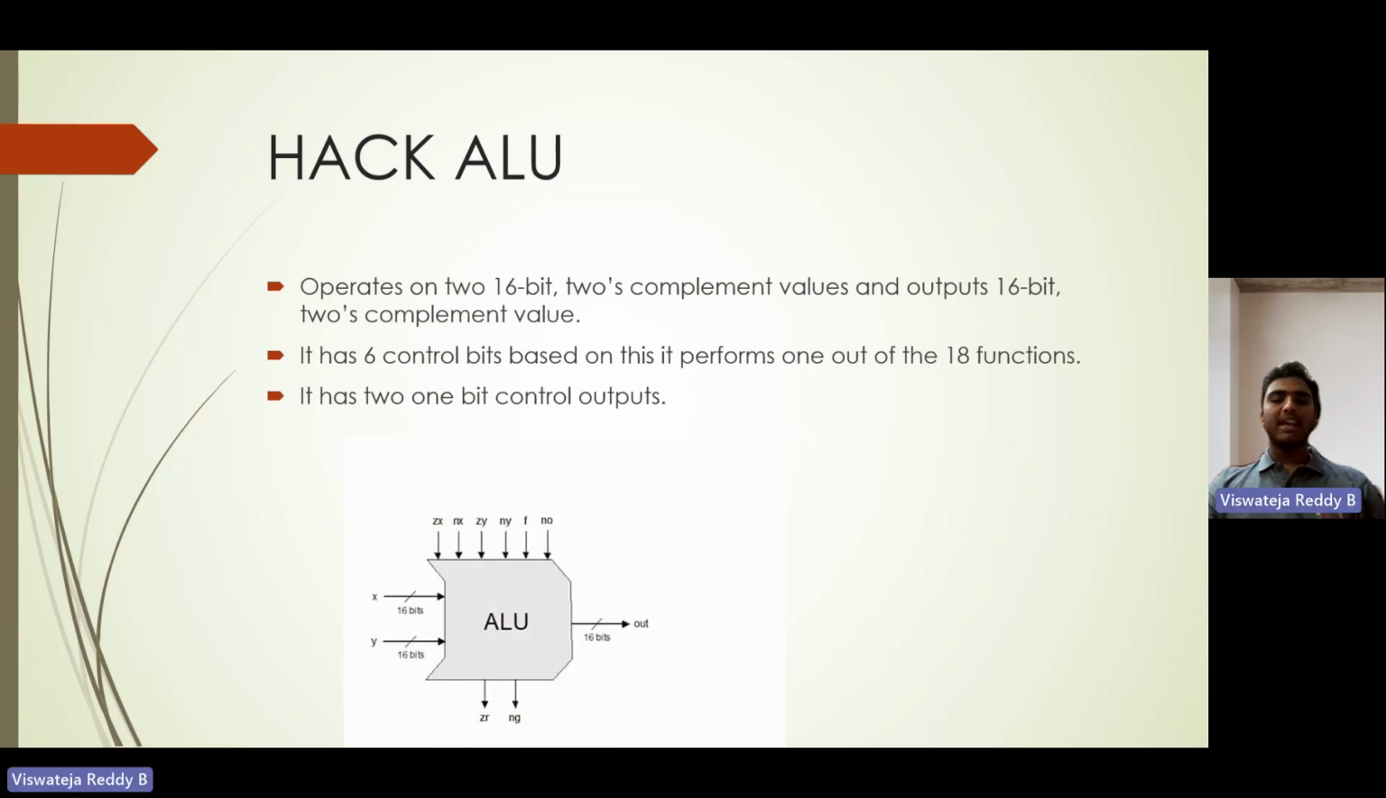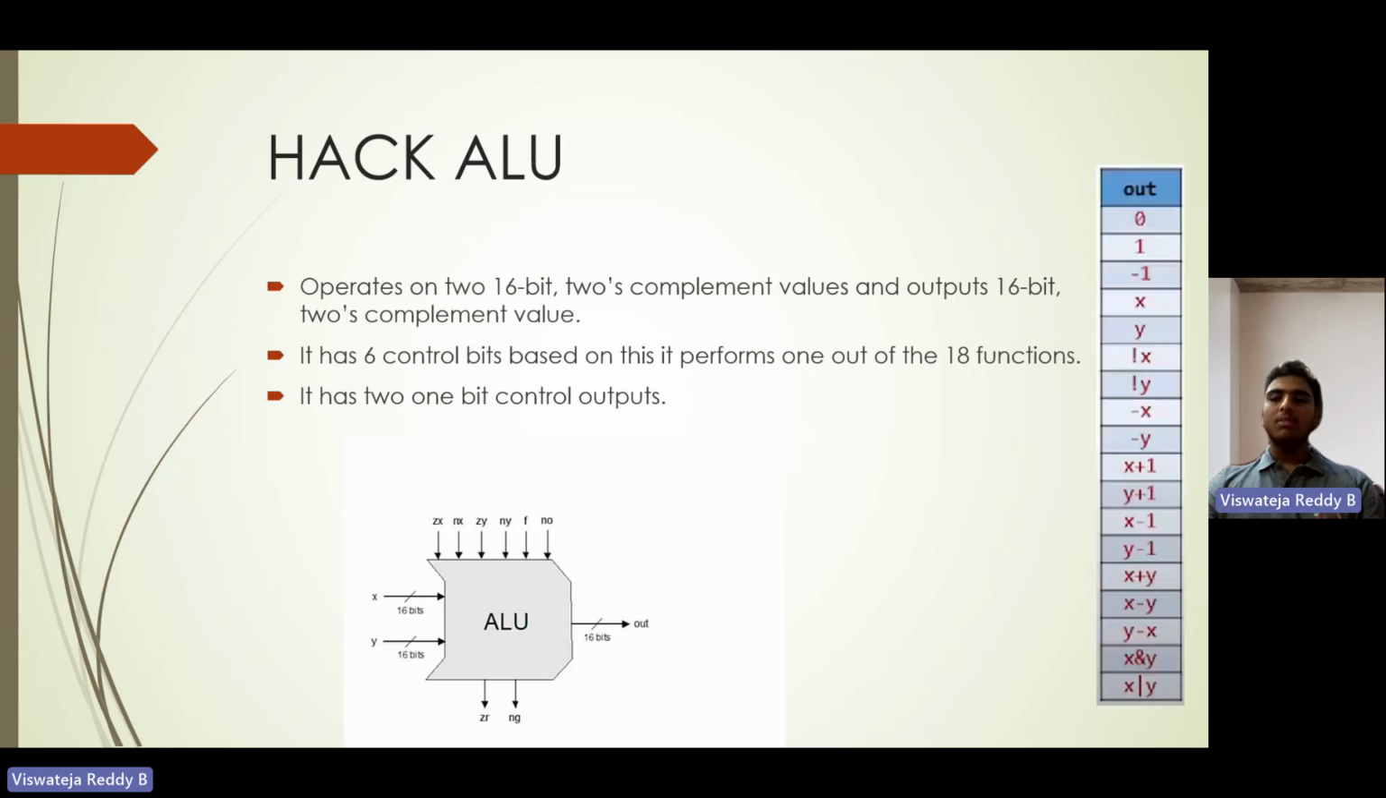Here is a representation of the Hack ALU. We have two inputs x and y of 16-bit size and one output of 16-bit size. Here we have 6 control flags: ZX, NX, ZY, NY, F, and NO. Here are the outputs: 0, 1, -1, x, y, not x, not y, -x, -y, x plus 1, y plus 1, x minus 1, y minus 1, x plus y, x minus y, y minus x, x and y, x or y. These are the outputs of the Hack ALU.